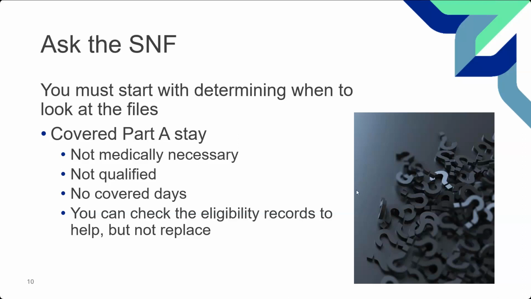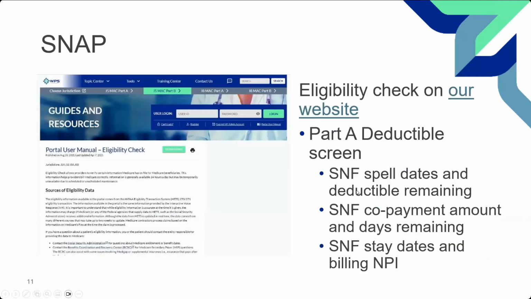I was specifically asked about eligibility on our system. And yes, we do have a system called SNAP, the Secure Net Access Portal. The Secure Net Access Portal is available on our website. And in the Part A deductible section, there are a couple of pieces of information that are available to you. One, the SNF spell dates and the deductible remaining, the SNF copayment amount and days remaining, and the SNF stay days and the billing NPI.